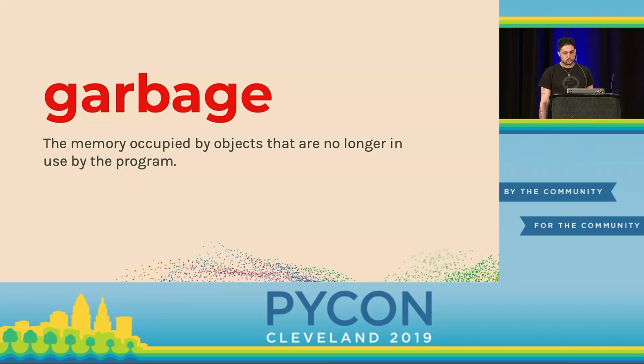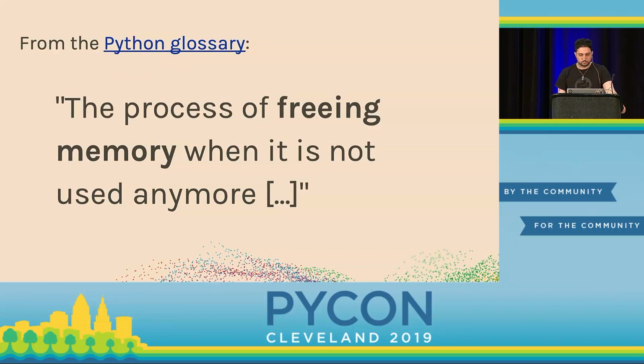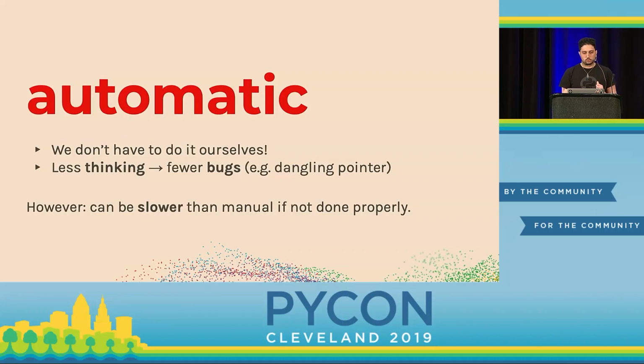So, some definitions. First, we are going to define garbage as the memory that is occupied by objects that are no longer needed in the program. And therefore, garbage collection is just a form of automatic memory management. We can go to the actual Python glossary and see how it defines the process of freeing memory when it's not used anymore. Why do we need this? Because otherwise, we will run out of memory. If we don't clean the memory that we are using, we will soon run out of memory. And the idea is that it has to be automatic.